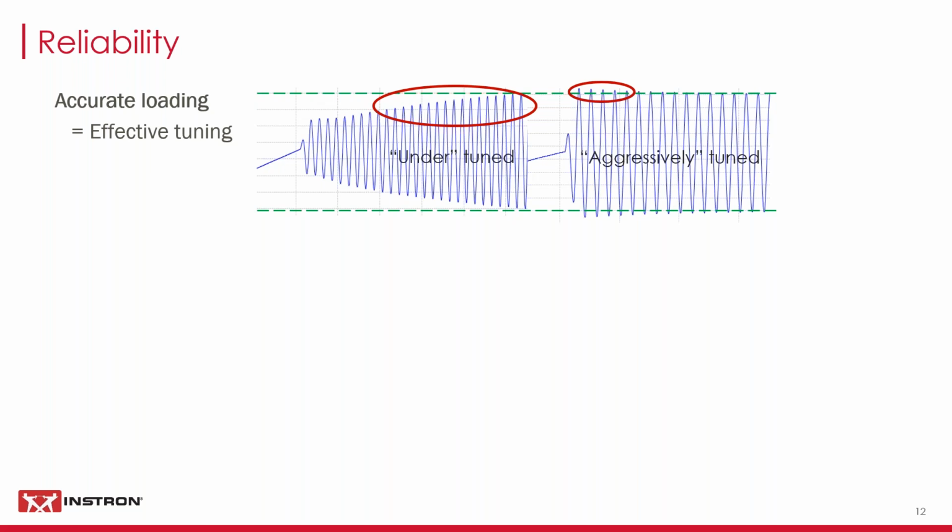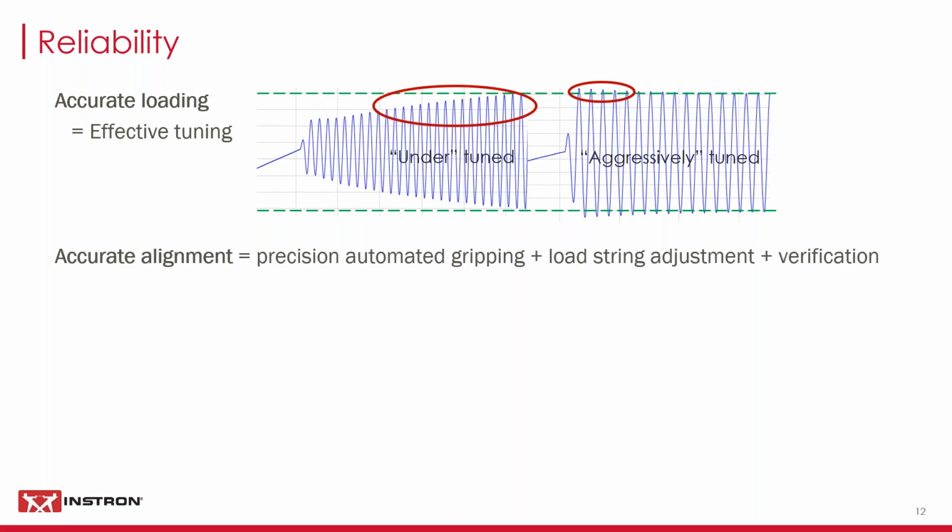What I've highlighted here is that you've set a target, which in this illustration would be those green dotted lines. If you don't tune right, then either it's going to take you a very long time to get up to your intended load level, or you're going to overload the specimen a little bit at the very start of the test, which is absolutely not the thing you want to do. So getting effective tuning is important to an accurate load.